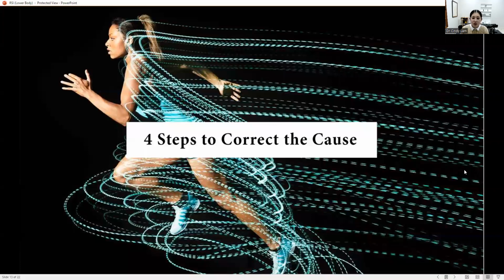So we've spoken so far about some common RSI injuries, and you're probably wondering, if you're experiencing RSI, what can you do? In my opinion, there are 4 main steps that will make a big difference.